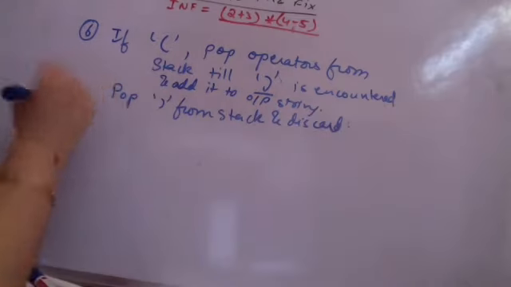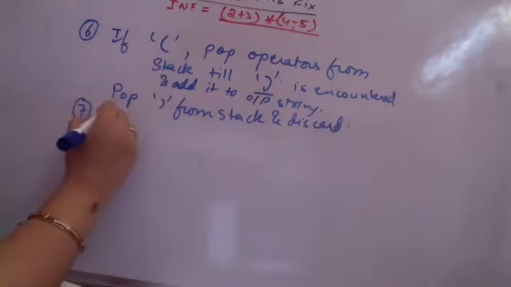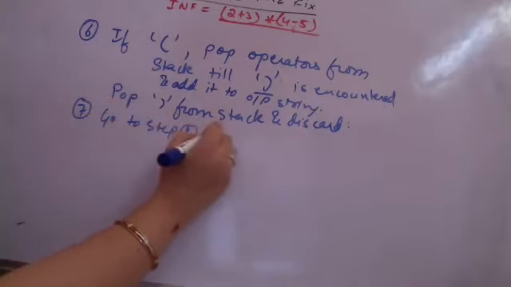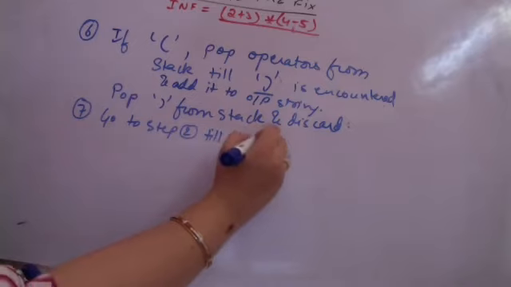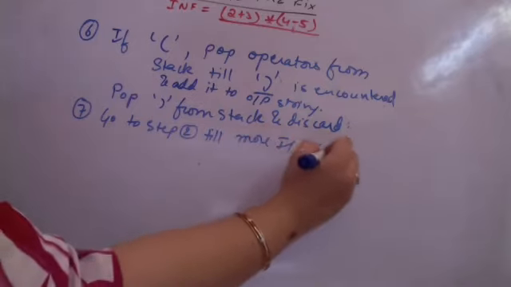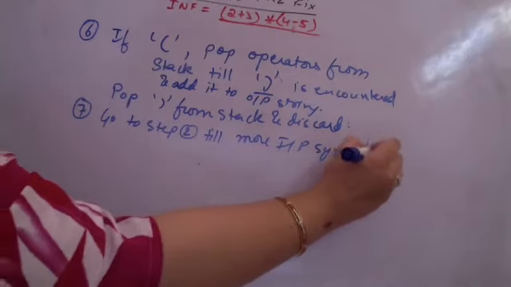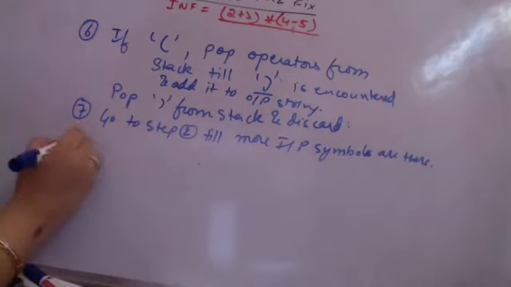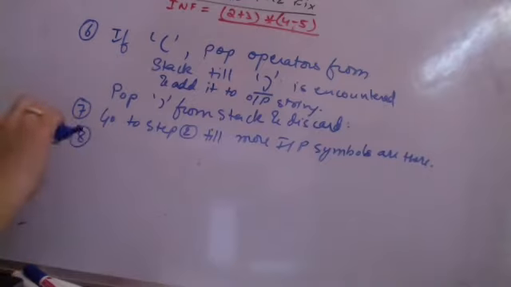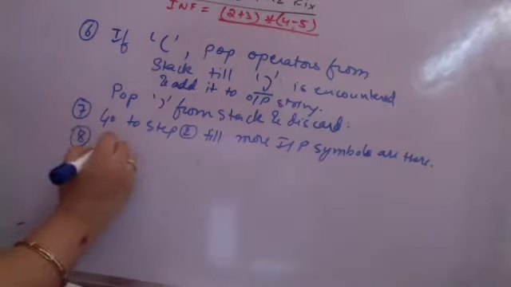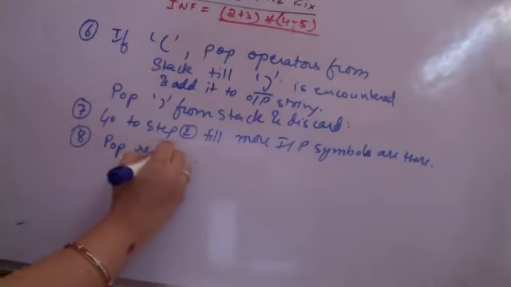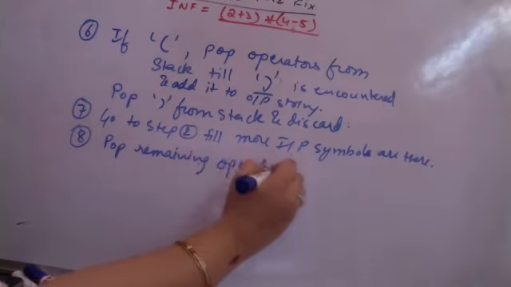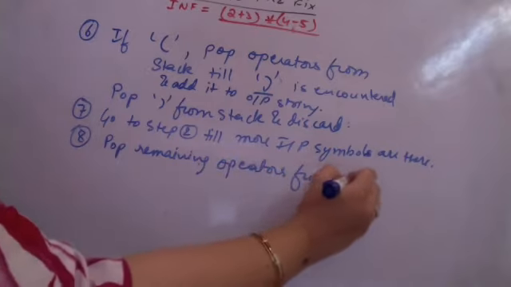You have to repeat the steps for every symbol. So you go to step 2 as long as more input symbols are left. After everything has happened, you have to pop the remaining operators from the stack and add them to the output string.